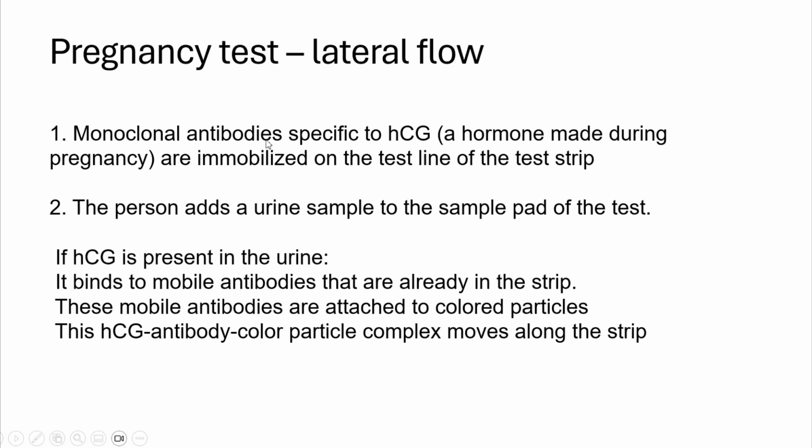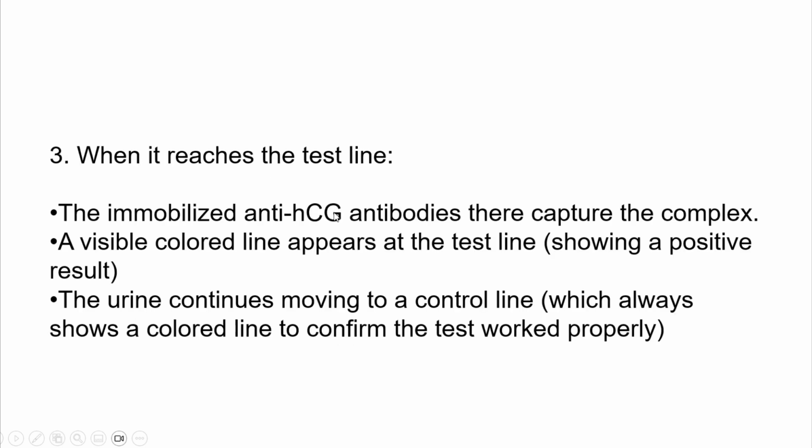So there's already antibody specific to HCG immobilized on the test line. The person adds a urine sample. The urine has HCG, so the HCG is going to bind to the mobile antibodies that are already inside the strip, and they're going to move it across to where the immobilized ones are. The immobilized ones are going to attach to it from the other side, so it creates a sandwich effect. They call it the ELISA sandwich test here. Because you've got an antibody from one end with a colored particle on it, it's going to form a colored line, which shows a positive result.